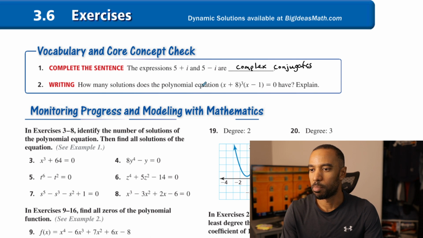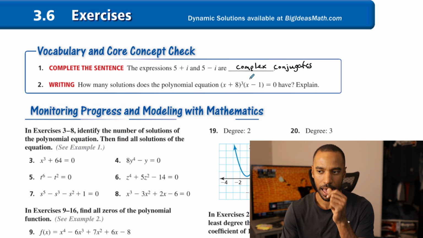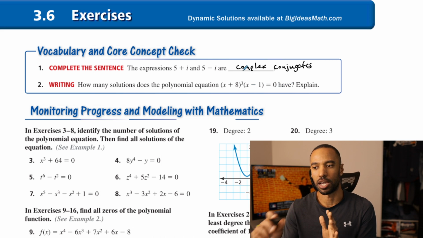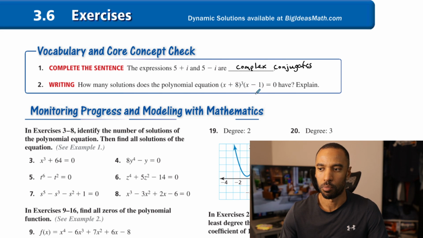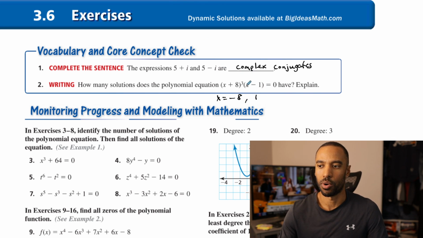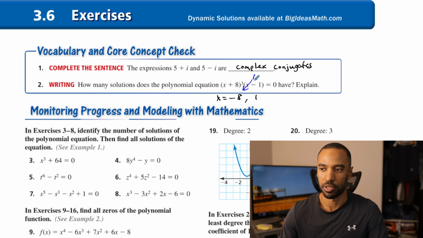How many solutions does the polynomial equation (x plus 8) cubed times (x minus 1) equals 0 have? Explain. You have 2 different ways to talk about this. You can solve for x in these things in factored form right now. You do get x equals negative 8 and x equals 1. You would be mistaken, though, if you said there were only 2 solutions. This one has a multiplicity of 3. It has a multiplicity of 3 because of this degree of 3 of the polynomial.